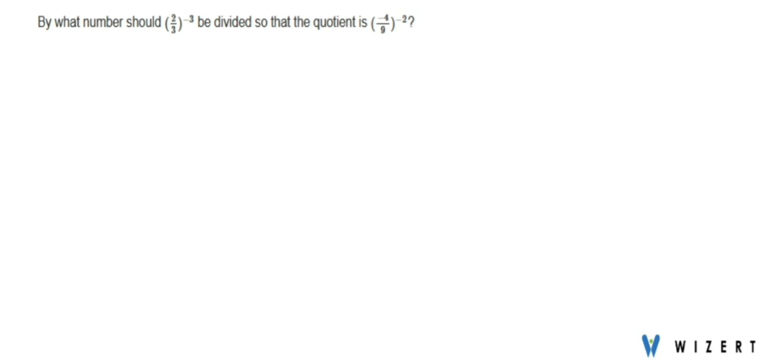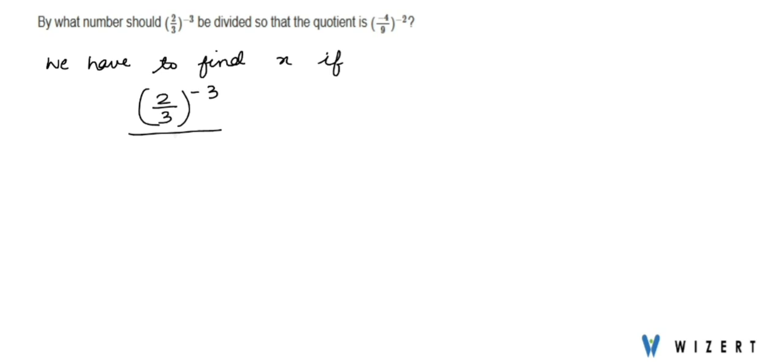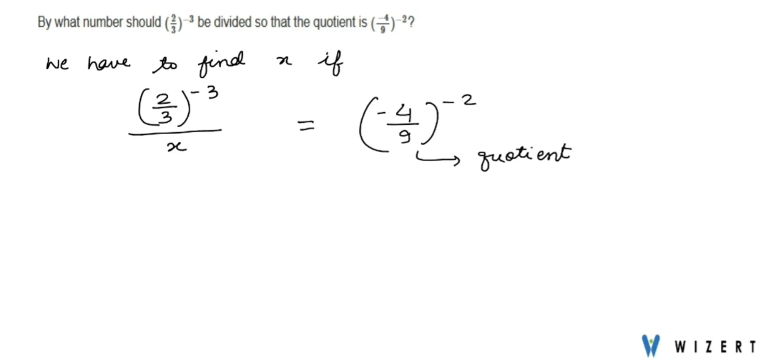By what number should 2 by 3 to the power minus 3 be divided so that the quotient is minus 4 by 9 to the power minus 2? So here we have to find a number. Let's say it is x. If 2 by 3 to the power minus 3 is divided by a number, let's say x here, such that it gives a quotient of minus 4 by 9 to the power minus 2. This is the given condition and we have to find the value of x here. x is the required number here.